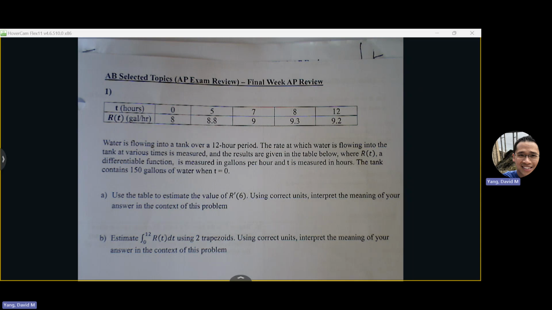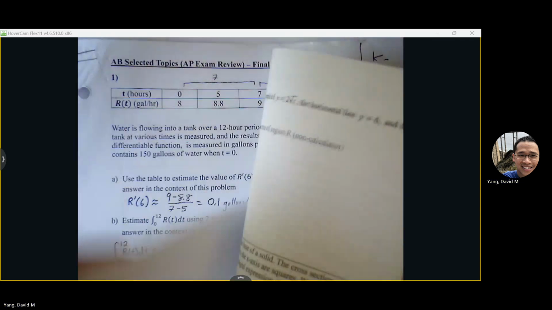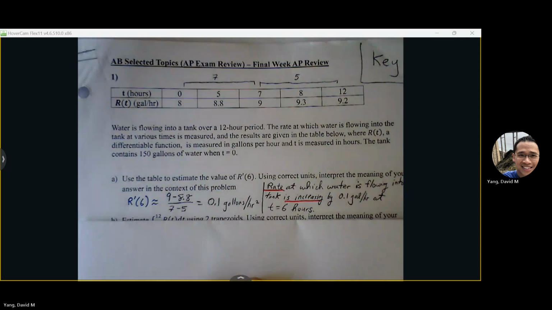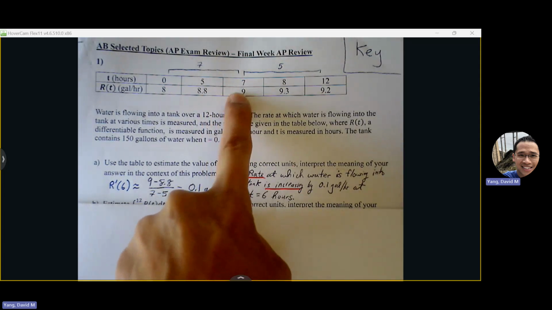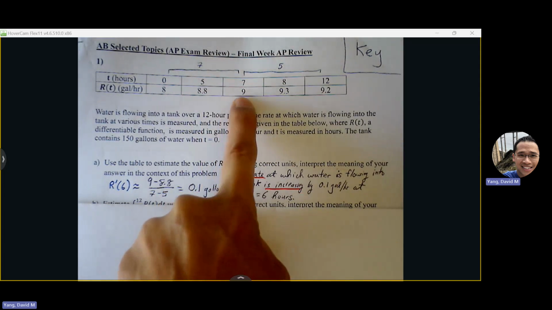So we know that we have R of t available to us. We want R prime. R prime is a derivative. We don't have a function to find the derivative. The next best thing is slope. So we can just pick the nearest ordered pairs and then do slope between the two endpoints. My closest ordered pairs are 5 and 7, or (5, 8.8) and (7, 9).